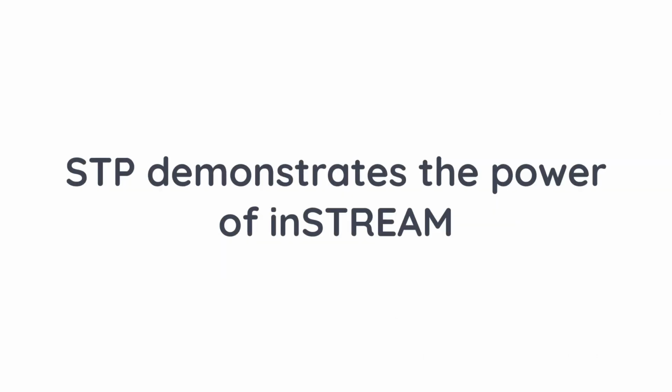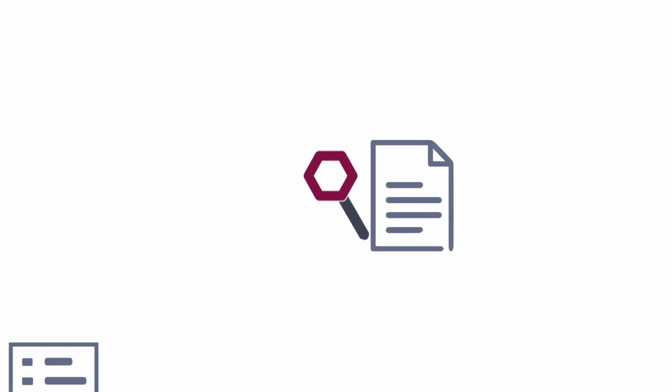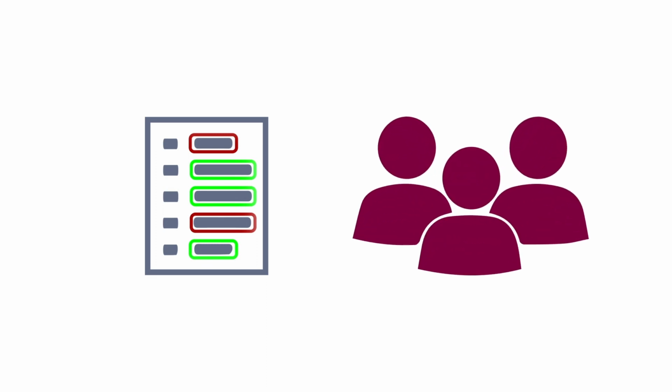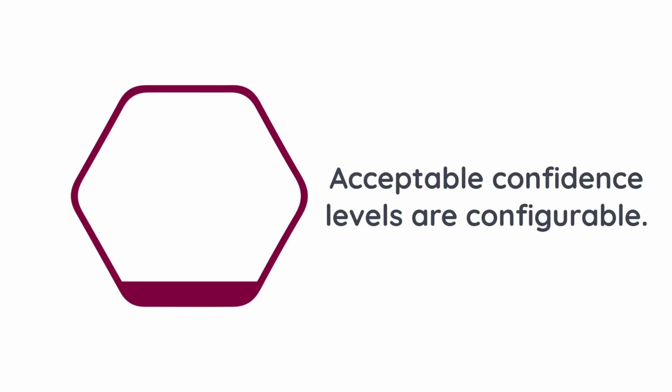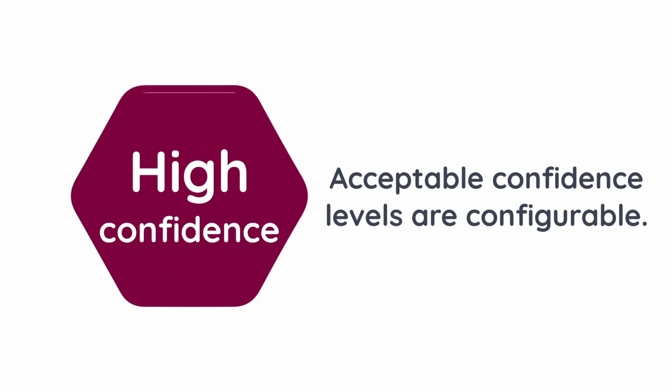Straight-through processing demonstrates the power of inSTREAM. As documents flow into the system, inSTREAM will extract the data with an applied confidence level. If inSTREAM's confidence is not sufficient, the document will pass to indexing to be checked by a human in the loop. Once inSTREAM has been taught to a high level of confidence, we no longer need a human to check the data. Acceptable confidence levels can be configured as a whole or tailored to individual vendors.